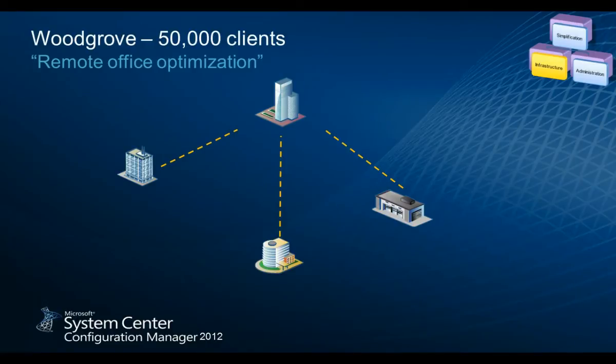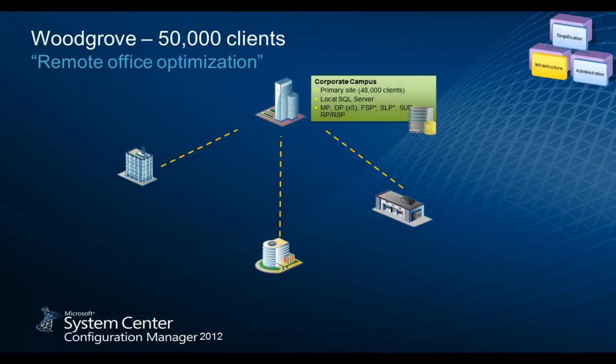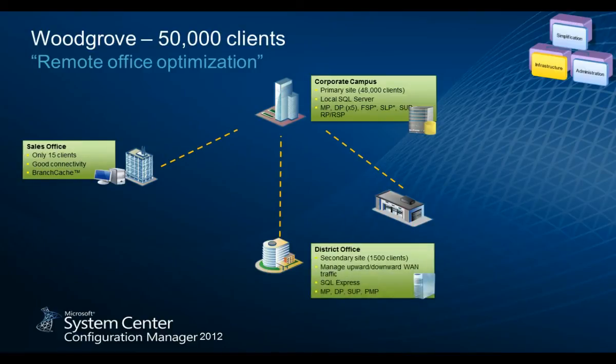As we go through what's called remote office optimization, the corporate campus, which is a primary site of 48,000 clients, has a local SQL server, has server roles like management point, distribution point, 5 of those, fallback service point, service location point, software update point, etc., are all there. The sales offices only have 15 clients, good connectivity, and also have employed branch cache. A district office is a secondary site in this example. 1,500 clients, managed up and down WAN traffic. They've got SQL Express running out there, and the server roles they have are an MP, so management point, distribution point, software update point, and a PMP.